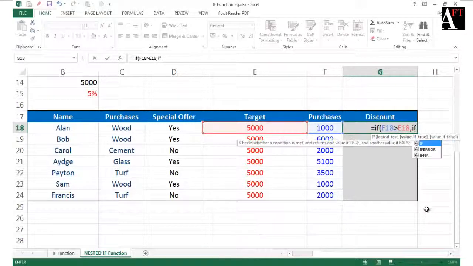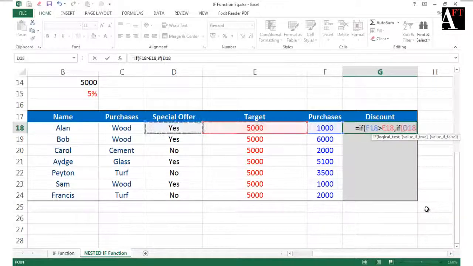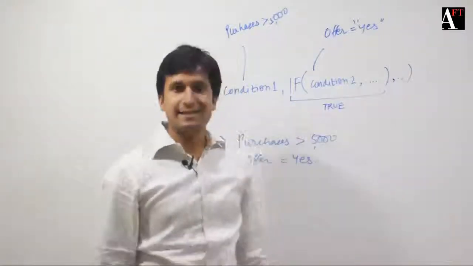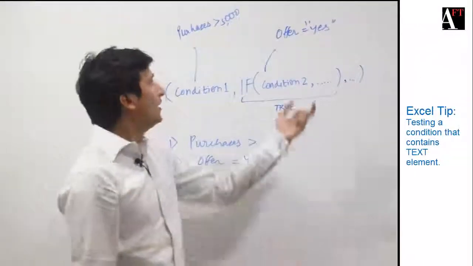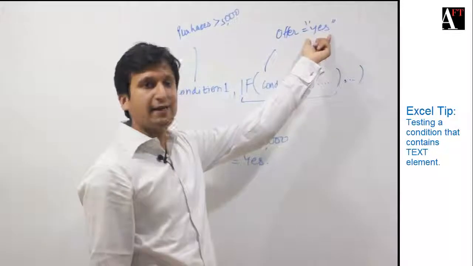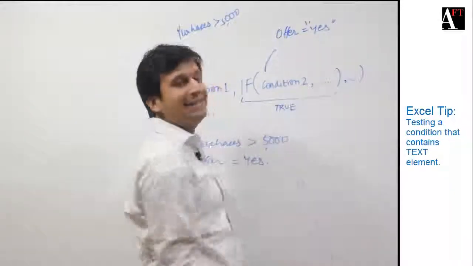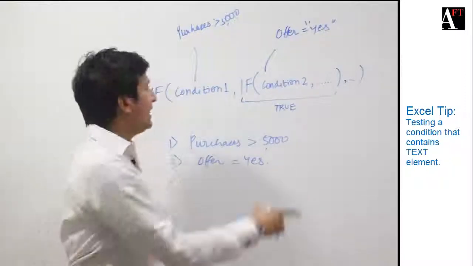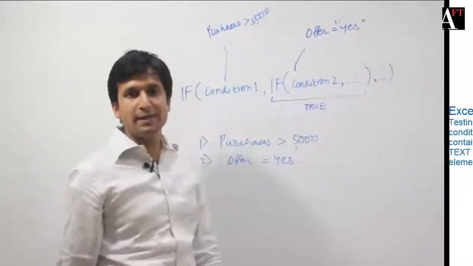I need to check for another condition, that is whether the offer cell is equal to yes. Now this I have to specify within double quotes because it is equal to a text. Whenever I am testing a condition which is equal to a text value, I have to specify that text value in double quotes. So that is the second if condition that I have to specify.